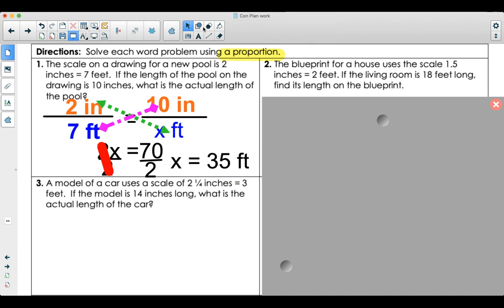So this is the answer for this problem because it's a scale drawing. On the paper, it represents 2 inches, right? Because on the paper it's smaller, but in actual length, it's 35 feet.